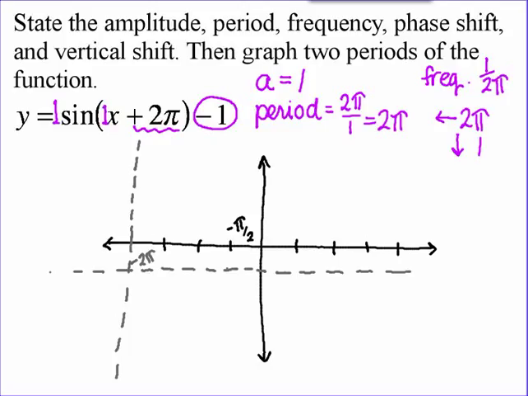So where does sine start at? 0. Where will it go to next? Up 1. Where will it go next? Down to here. Now what will this value actually be down here? Negative 2. Where will it be next? Negative 1. So that's what your graph looks like.